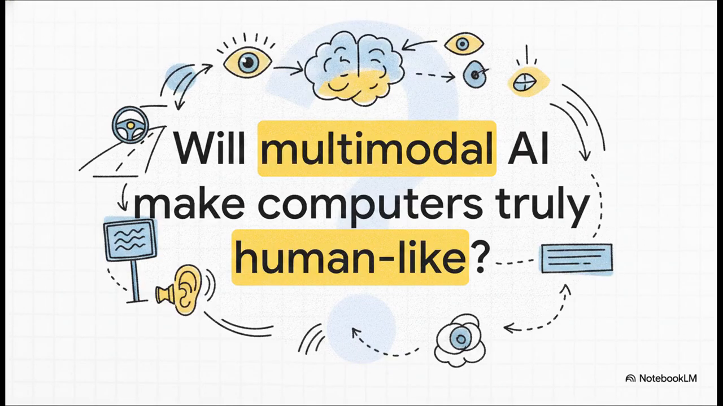So multimodal AI is basically bridging the gap between isolated data streams. It's allowing computers to process the world in the exact same messy, blended way that you and I do. It sees the road, it reads the sign, it hears the horn. So the ultimate question I want to leave you with is this. As these models completely master our human senses, will multimodal AI be the key that makes artificial intelligence truly, finally human-like?